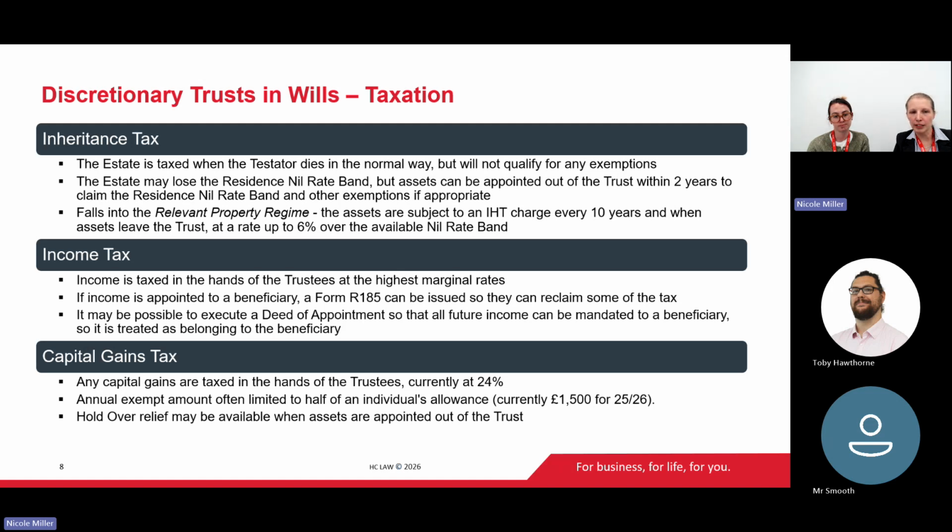The one benefit that a discretionary trust has is holdover relief, which is in relation to capital gains tax, which means that as assets are appointed out of the trust, it might be possible to hold over the gain. So the trustees don't pay the gain on the assets passing out of the trust, but instead that is held over and the beneficiaries receive the value of that asset as the value when the person passed away instead. So it has that potential advantage.